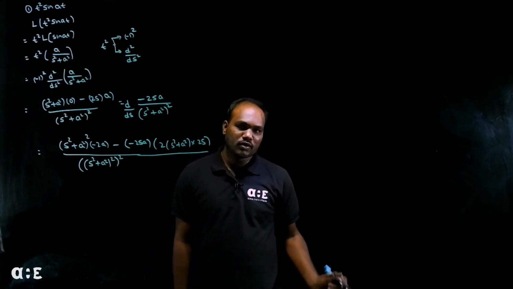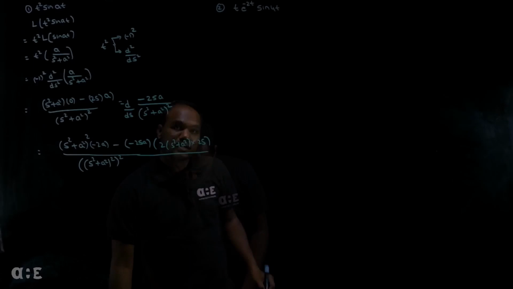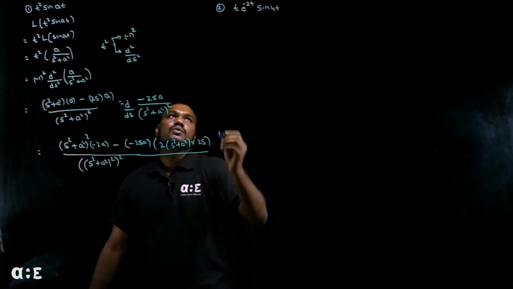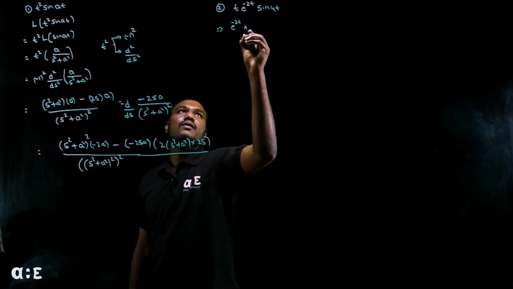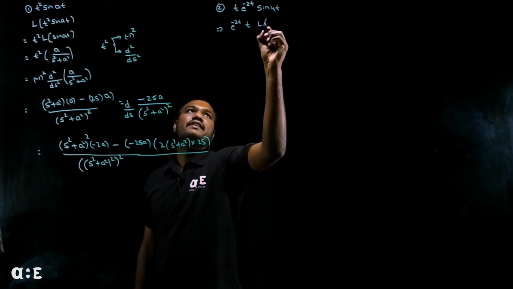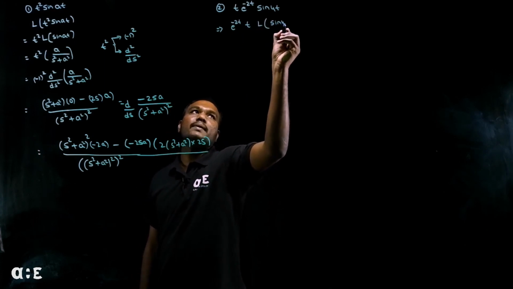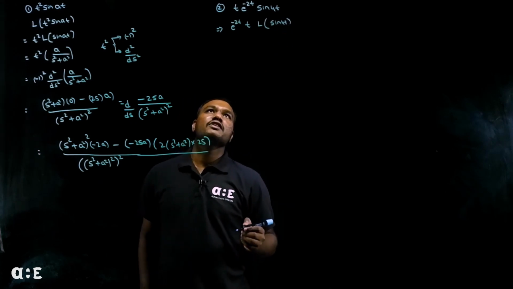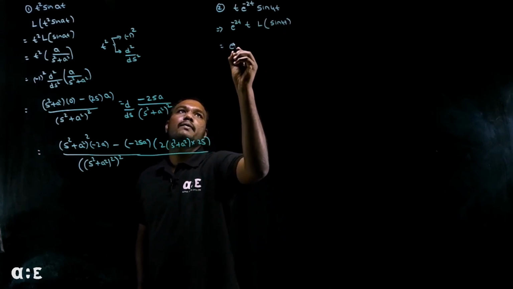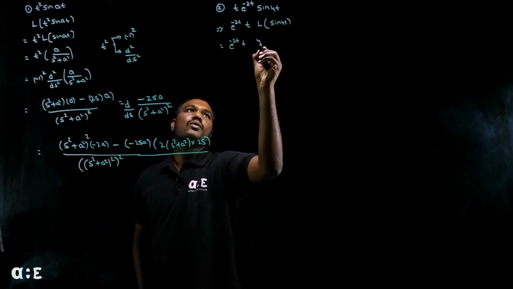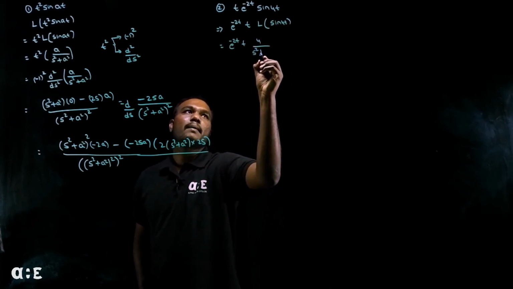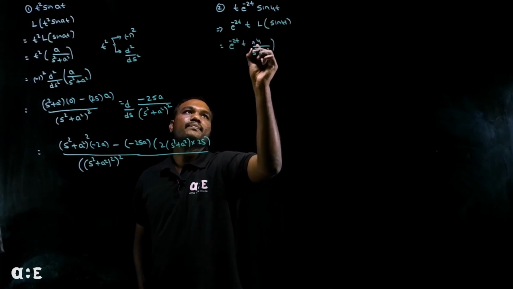Okay, so let's go to the next question. So let's find Laplace of this. What is the first thing we need to take? We need to take e power minus 2t out, and also let's take t out, then I'll be left with Laplace of sin 4t. How to do Laplace of sin 4t? We already did that. Laplace of sin 4t is 4 over s square plus 4 square.